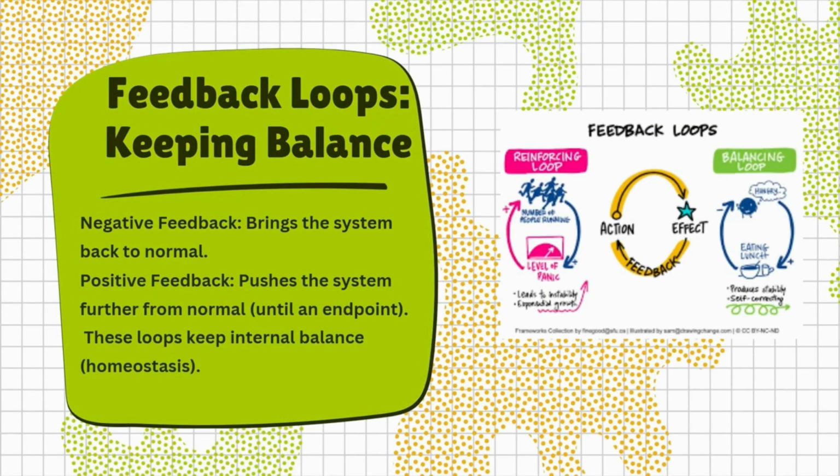Feedback loops help the body maintain homeostasis. Negative feedback brings the system back to normal, like how sweating cools you down when you're hot. Positive feedback pushes the system further until something's complete, like childbirth or blood clotting. These loops are what keep our internal system stable.